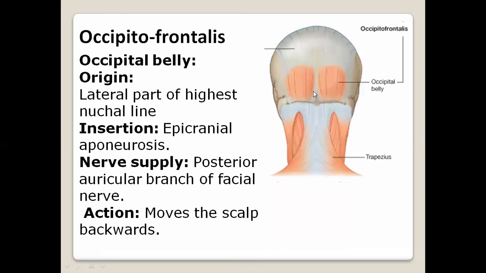Okay. If you see the origin of the occipital belly, it arises from the lateral part of the highest nuchal line. It is inserted into the epicranial aponeurosis, and the nerve supply is from the facial nerve, the posterior auricular branch of the facial nerve. The main action of this muscle is that it moves the scalp backward. You can try.